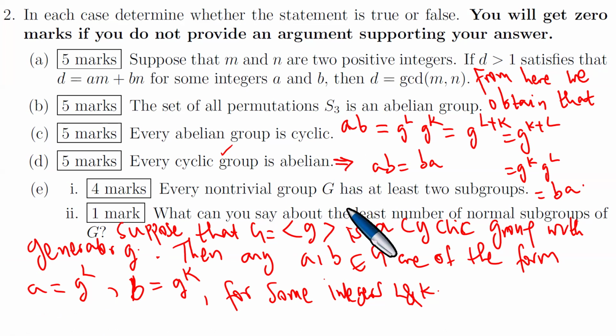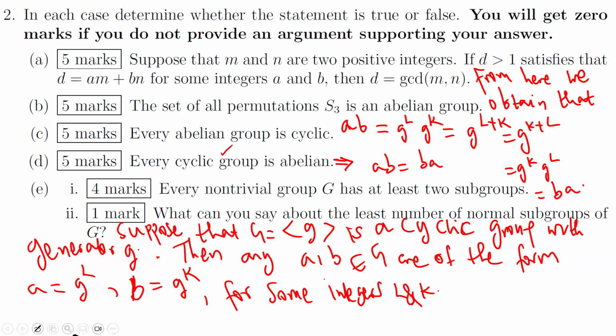Okay, so what have we proved here? We have shown that every cyclic group G, whose elements we can write in power form like that, is abelian. So that ab equals ba in every cyclic group. Awesome.